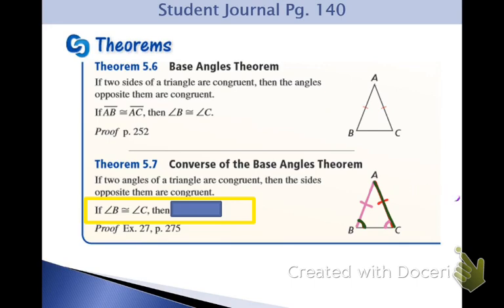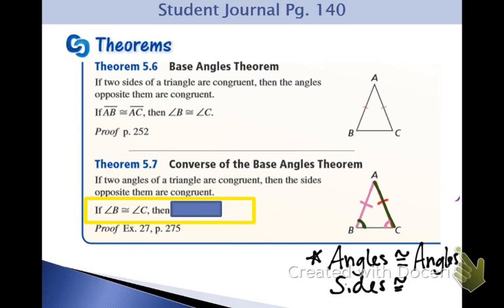Here's what I'm going to have you write, and then you're going to highlight it. Angles are congruent to angles, and sides are congruent to sides.